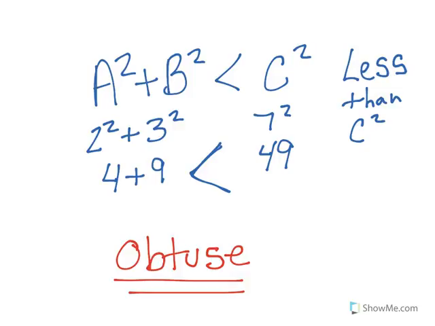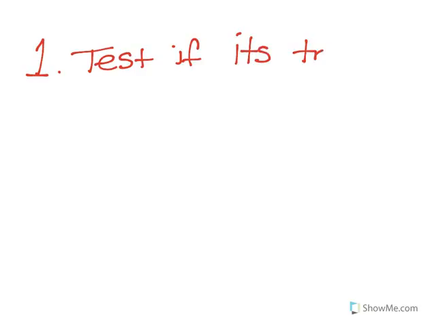So here's the steps when you get to a triangle. First step is you have to test if it's a triangle. Before you can even tell me if it's obtuse, acute, or right, you have to be able to know if it is a triangle. You have to test it. Now here's how we test it.